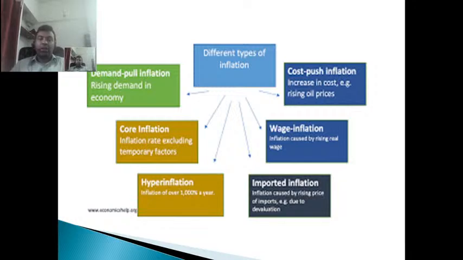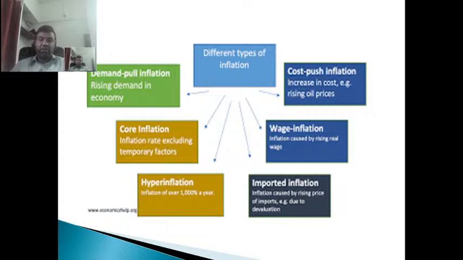Like in India's case, what we have decided is that we want inflation between 2% to 6%. So the average we want to maintain is 4%. If inflation is less than 2% or more than 6%, then definitely this is an alarming condition and we have to take action. This is what government has decided. So the ideal inflation we want to maintain is 4%.